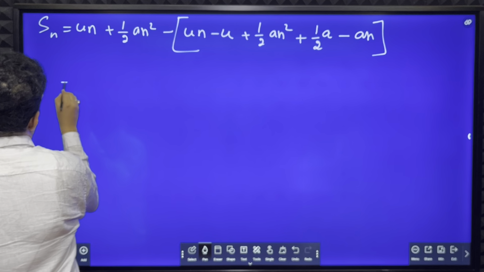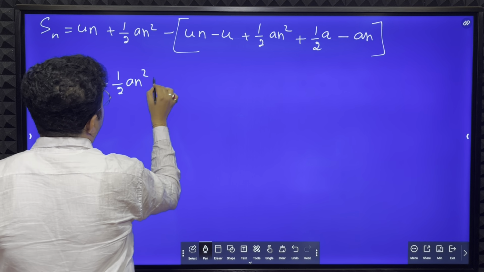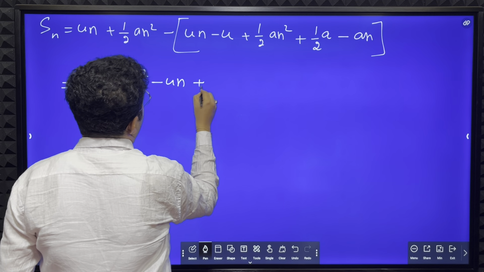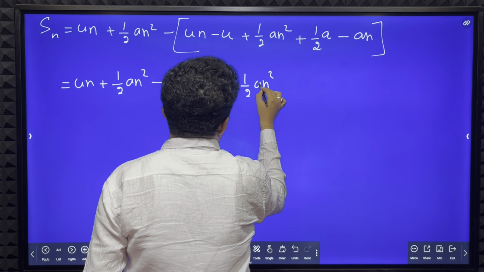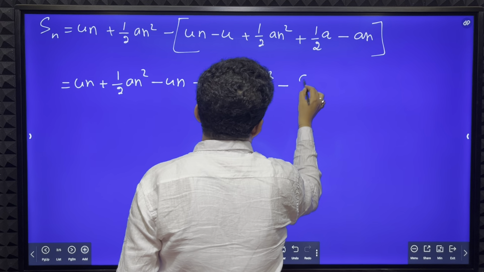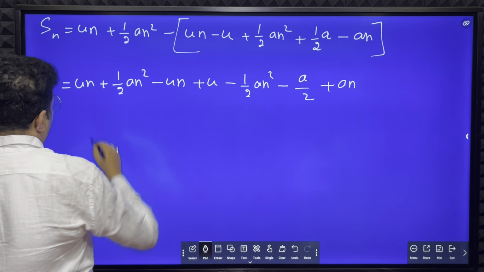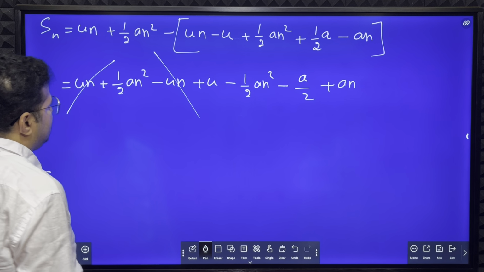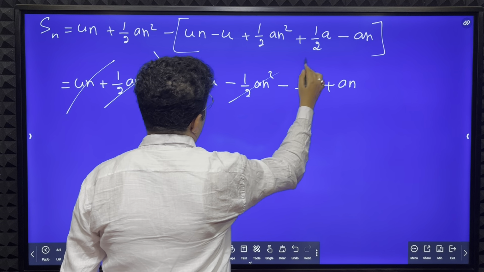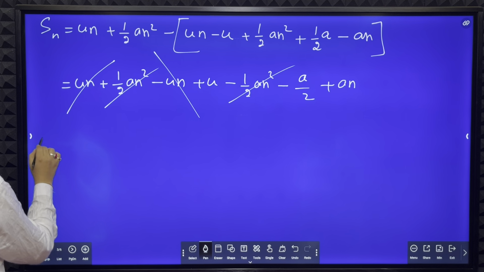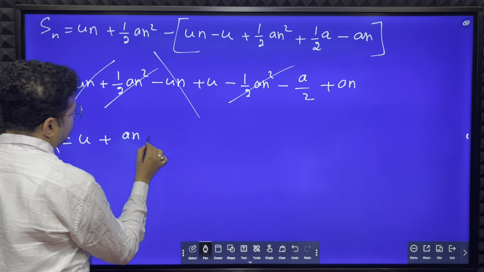Now a little more simplification. Un plus half an square, minus un, plus u, minus half an square, minus a by 2 (half a means a by 2), plus an. Now plus an minus an gets cancelled. Half an square minus half an square gets cancelled. I'm left with Sn is equal to u plus an minus a by 2.